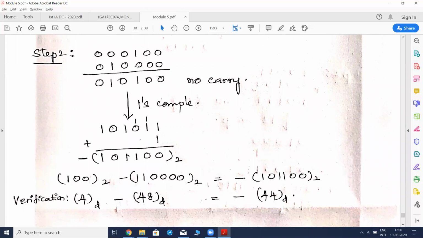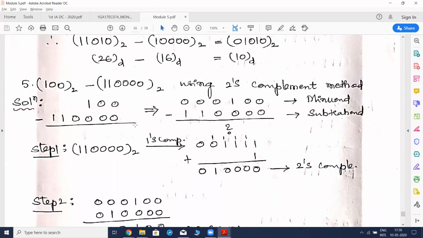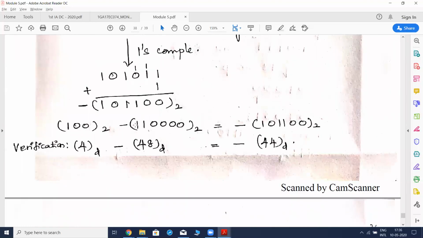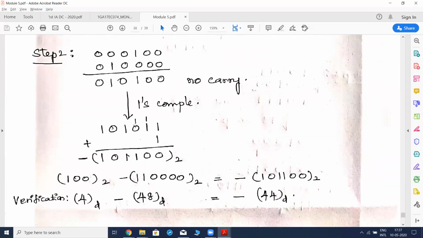Once we add, we won't get a carry over here. Why won't we get a carry? Because our subtrahend is greater than the minuend. We won't get a carry. So in order to get the true form of the result, what should we do? We must take the 2's complement of the number that we obtain in step 2. First find the 1's complement of it, add 1 to it, and we must append a negative sign.